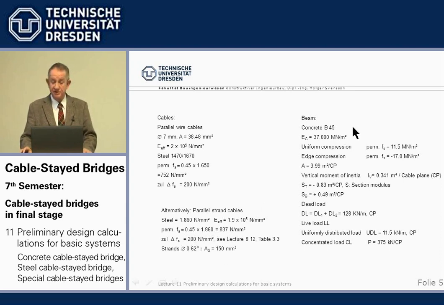Concrete beam, we assume, is concrete B45 with a modulus of elasticity, and service load stresses I give here from old codes. I mean, normally we do final design at the ultimate stage with load factors, but we remain here with permissible stresses at service. That's easier for a preliminary calculation. And we have the section properties.